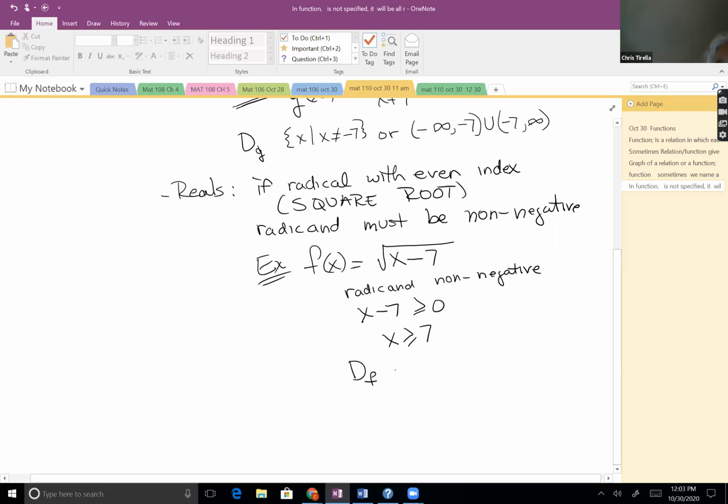The domain of f would be the set of all x such that x is greater than or equal to 7, or in interval notation, the smallest value is 7, which it can equal, and I'm going to infinity.